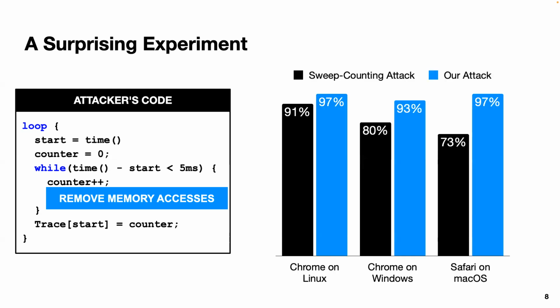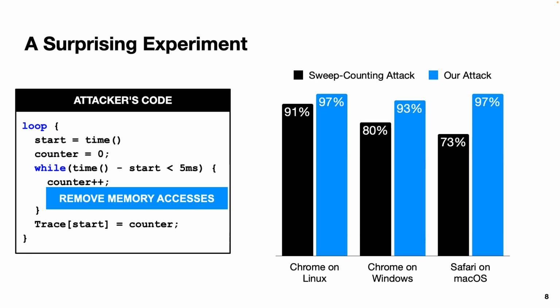Here's a sample from our results. This is the accuracy for an attacker to guess which website was visited by the victim out of a list of 100 websites. You can see that our results are consistent over diverse configurations, and our attack performs better than the sweep counting cache occupancy one. For instance, for Chrome running on Windows, the sweep counting attack has 80% accuracy, while our attack performs better with 93% accuracy.